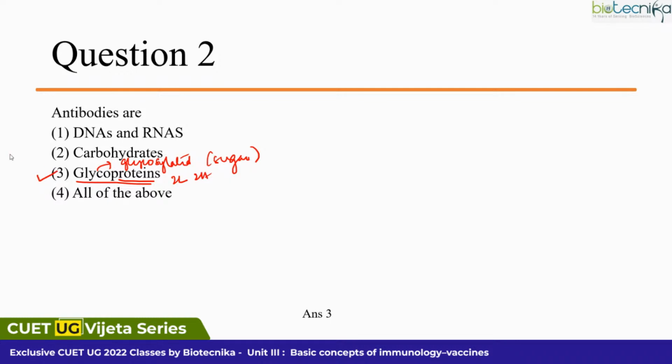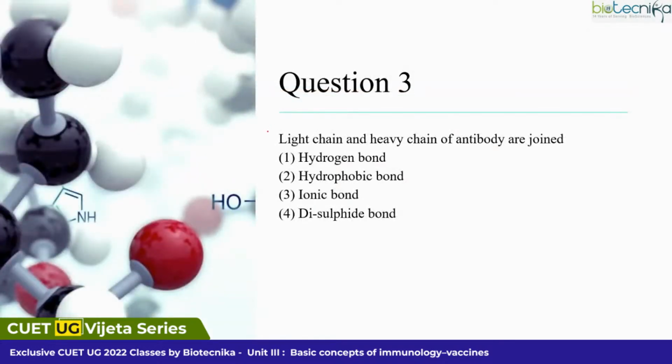Then we'll see one more question. Light chain and heavy chain of antibody are joined by, so you have to remember the structure of antibodies properly, whether they are joined by hydrogen bond, hydrophobic bond, ionic bond, or disulfide bond. What type of bonds are responsible for joining the light chain and heavy chain? Okay, Aparna, it is a disulfide bond, correct. We already saw in the figure, so you have to remember it. You need to know the structure of the antibody thoroughly. So the right answer is option 4.